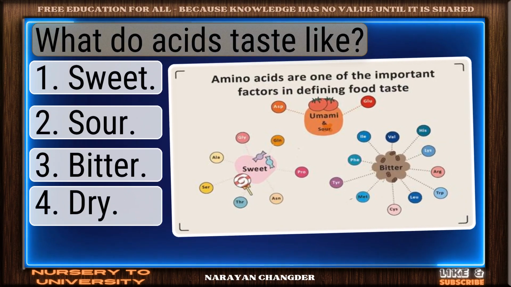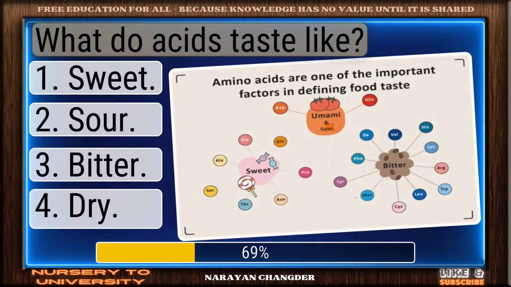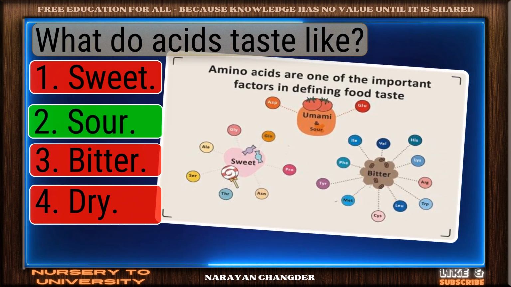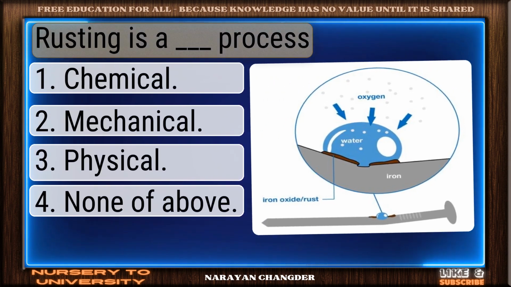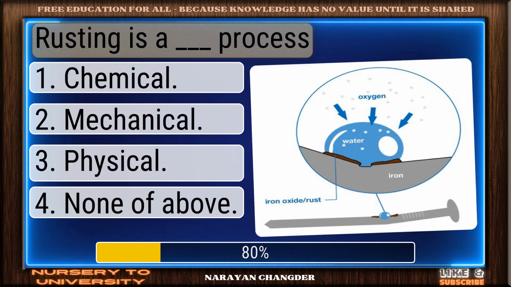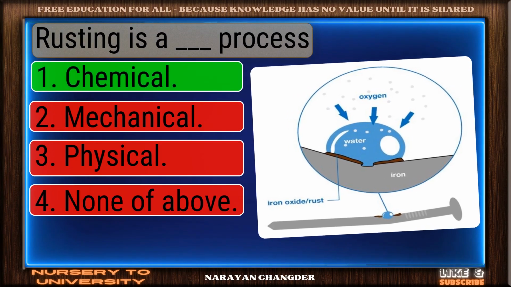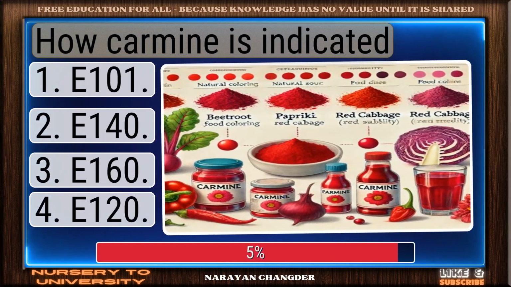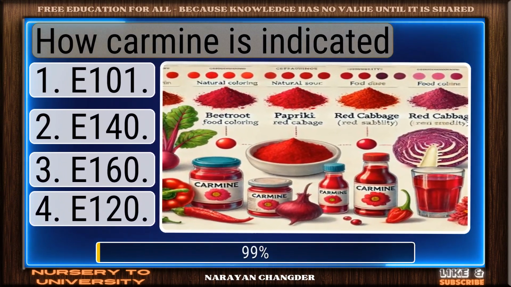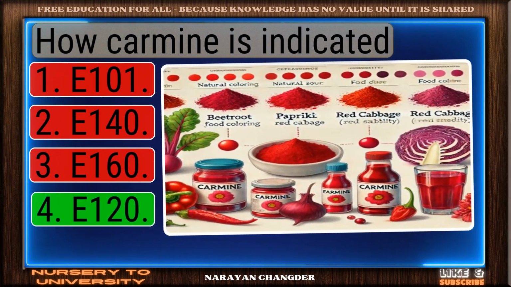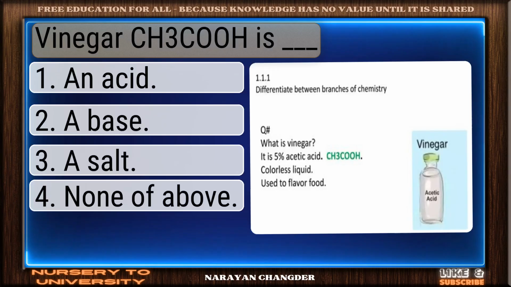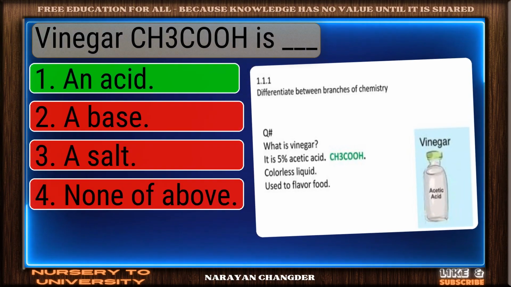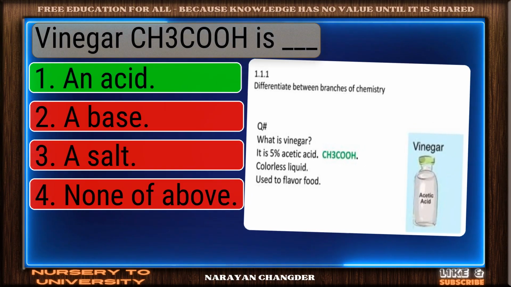What do acids taste like? Excellent choice. Sour is the right answer. Rusting is a dash process. Nice work. You chose chemical and it is correct. How is carmine indicated? Excellent. E120 is a brilliant choice. Vinegar is dash. Nicely done. An acid is a solid answer.